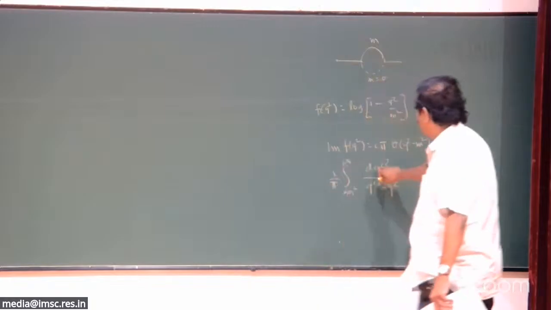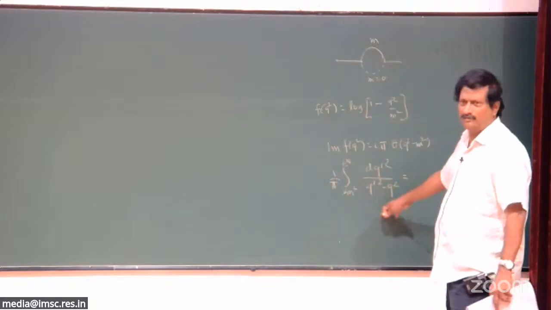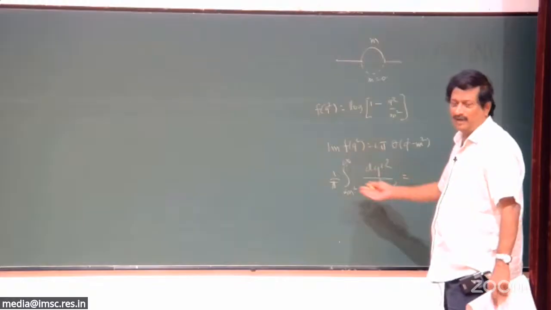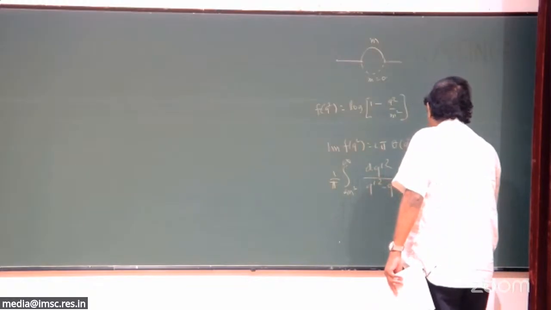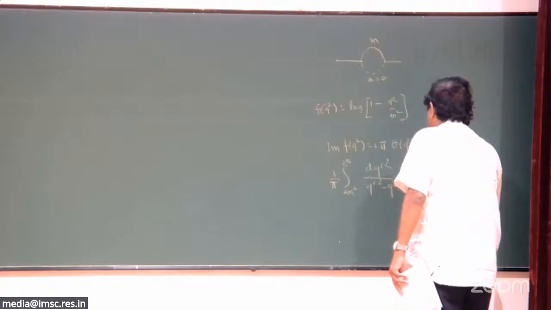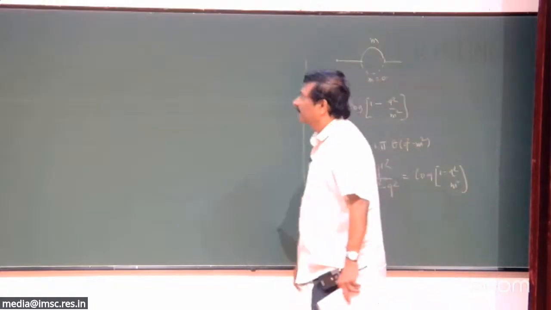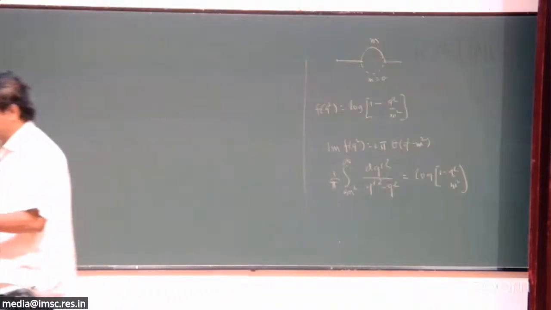If you do this integral, what is the integral that you get? It's a logarithm, right? dy by y minus x. So if you do this, you will immediately get back logarithm of 1 minus q squared by m squared. So these are all minor exercises that you can do to fix these ideas for yourselves.